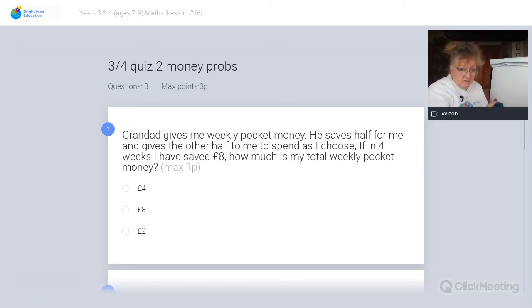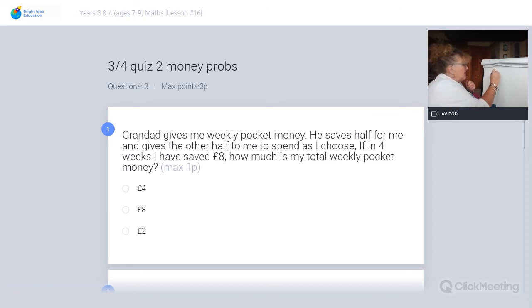Okay, let's just go through these so that you remember what you have put down before I stop the voting. Let's look at the first one, Granddad. With word problems, what is the important information that we are being told? Granddad gives me weekly pocket money and he saves half and gives me half. So every week, half he gives, half he saves. In 4 weeks, I have saved £8.